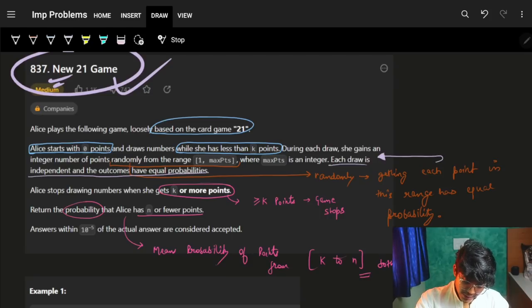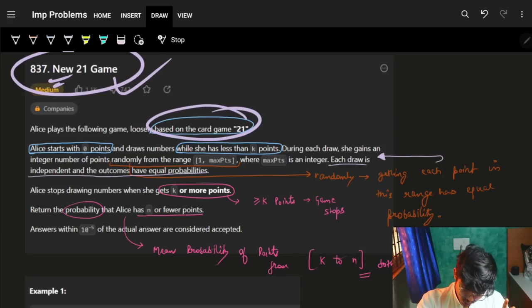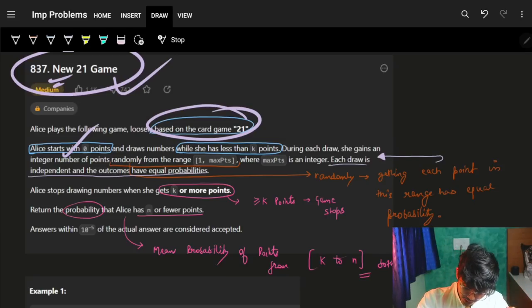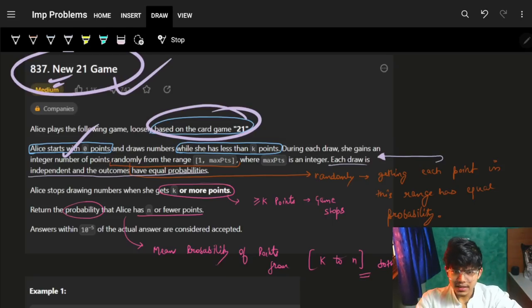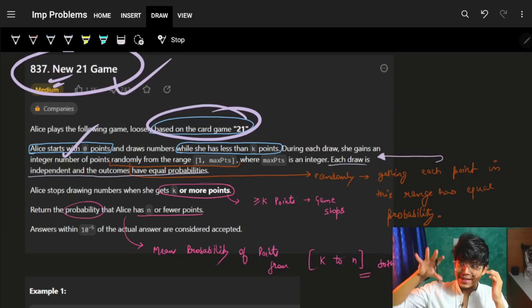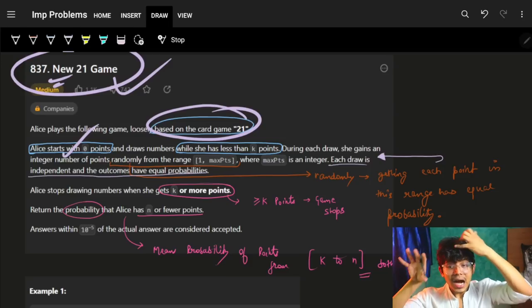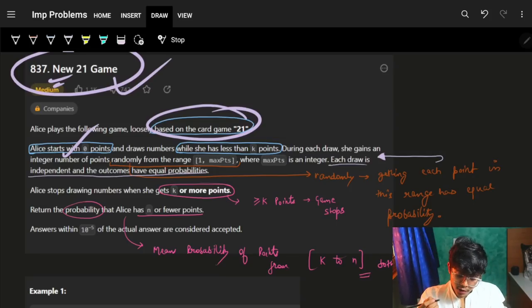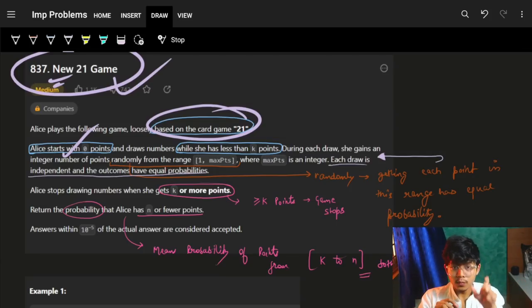Alice plays the following game, loosely based on the card game named 21. Alice starts with 0 points. Remember, Alice will start with 0 points and draws numbers while she has less than K points. Basically, she will draw until she has reached K points. At each draw, she gains an integer number of points randomly from the range 1 to maxPts.